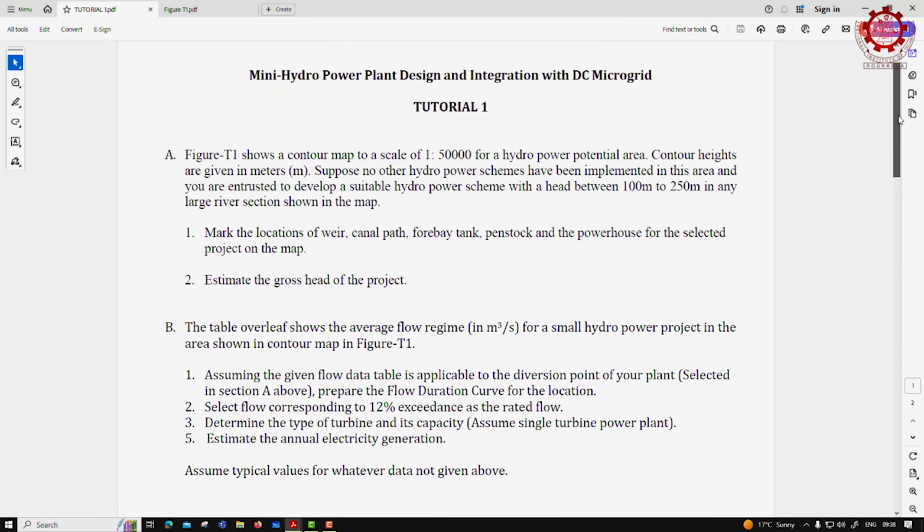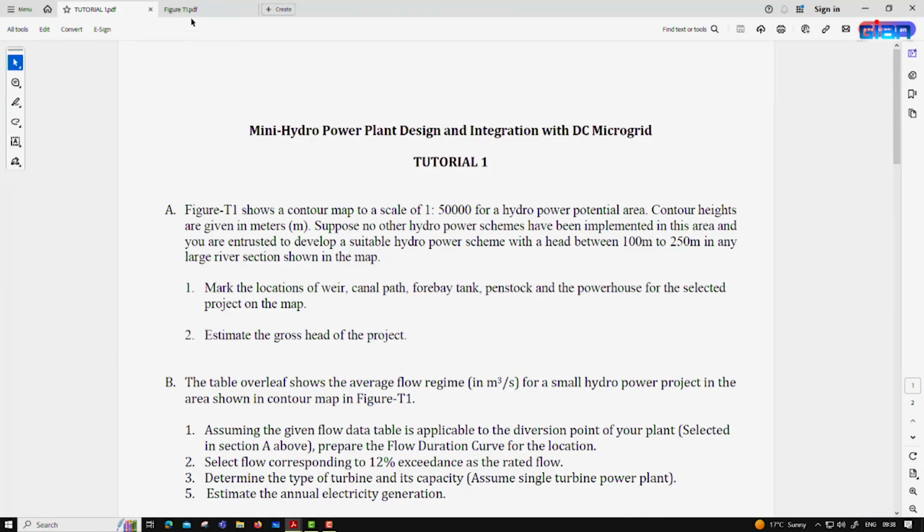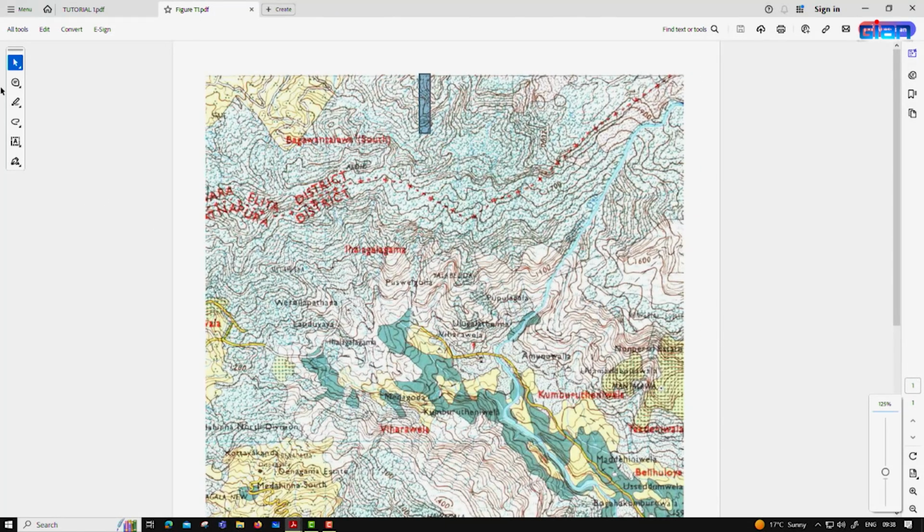I have prepared a tutorial and asked it to be emailed to all the participants, and I hope that you have received it. If you have not received it, please contact the course coordinator. They will send the two documents to you. They are two PDF files. The first one is what you can see on the screen, mini hydro power plant design and integration with DC microgrid, tutorial 1. It has 2 pages, and then there is another page containing a portion of a map. These are the 2 documents that must have been emailed to you. So, please download them, and I want you to work on it.